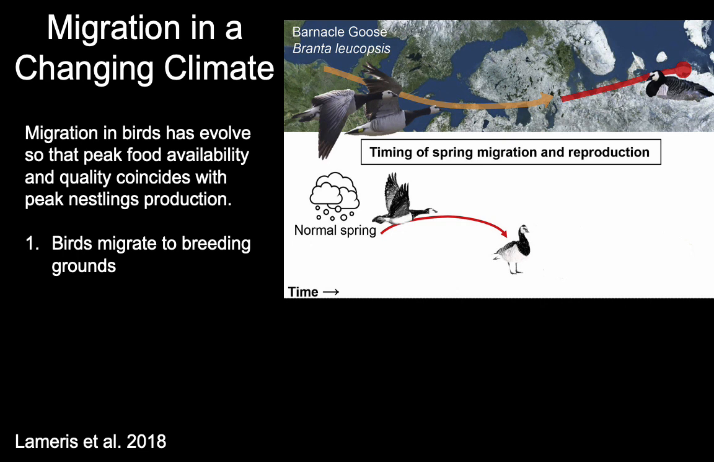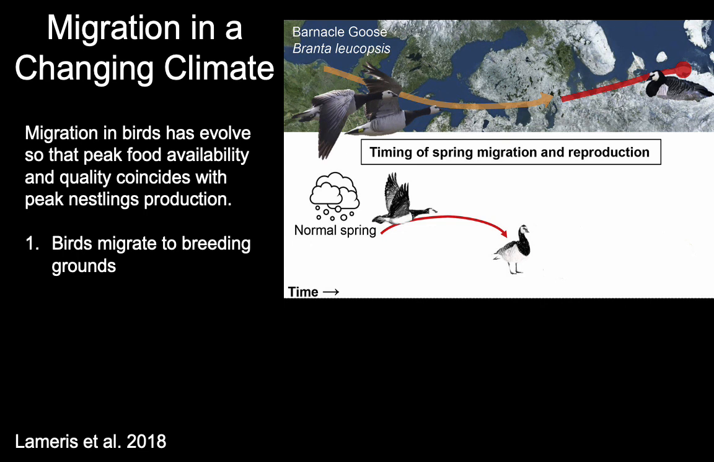And so migration in birds has evolved so that the peak food availability and quality coincides with peak nestling production. And we've talked about this in class, where the timing of spring migration and reproduction coincides with, in high latitudes, the very punctuated but very productive availability of resources. And so let's go through this step by step.